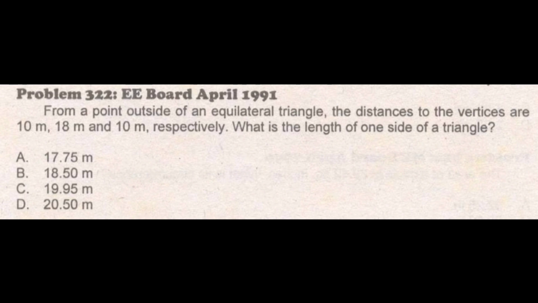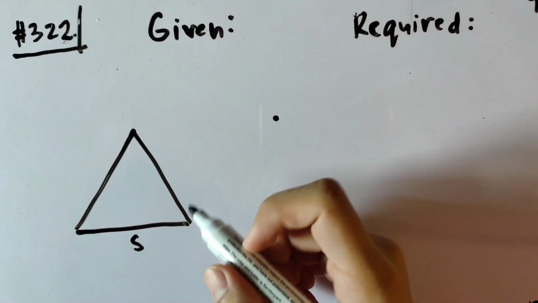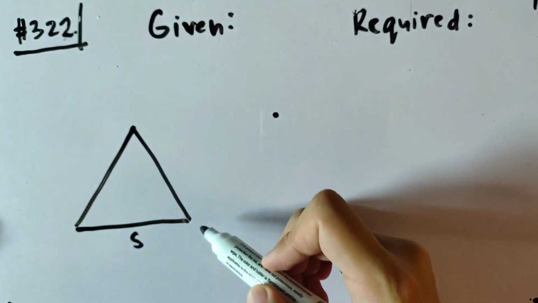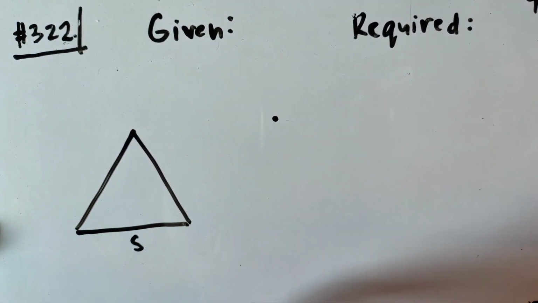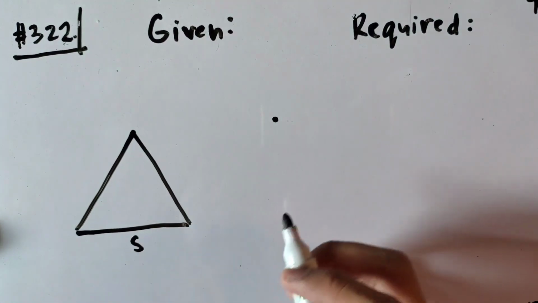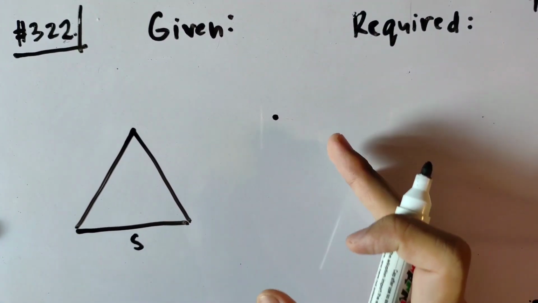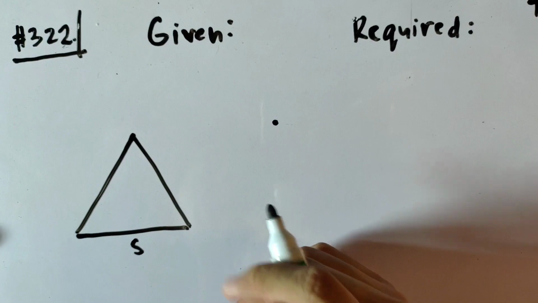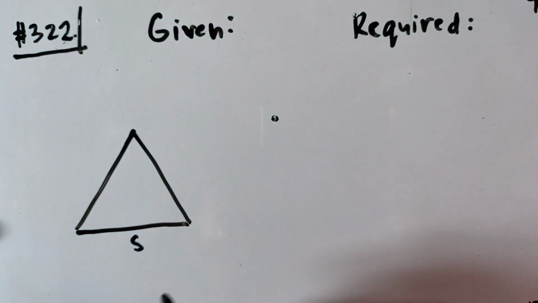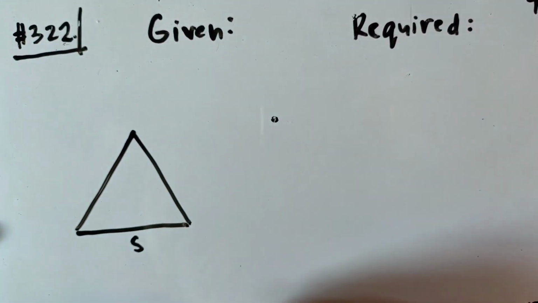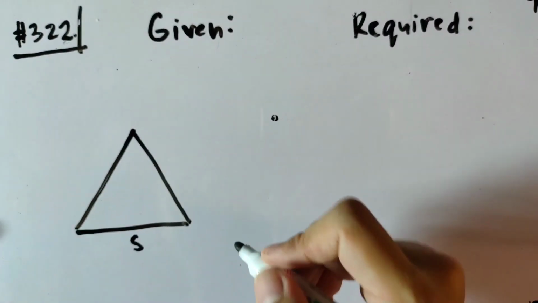Number 322. From a point outside of an equilateral triangle, the distances to the vertices are 10 meters, 18 meters, and 10 meters respectively. What is the length of one side of the triangle? So, dun sa problem, meron tayong equilateral triangle. So, yung side niya hindi natin alam. So, lagyan na lang natin ng side S. So, variable siya. Tapos, outside the equilateral triangle, meron tayong point. Tapos, yung distance daw niya from the three vertices are 10, 10, and 18.